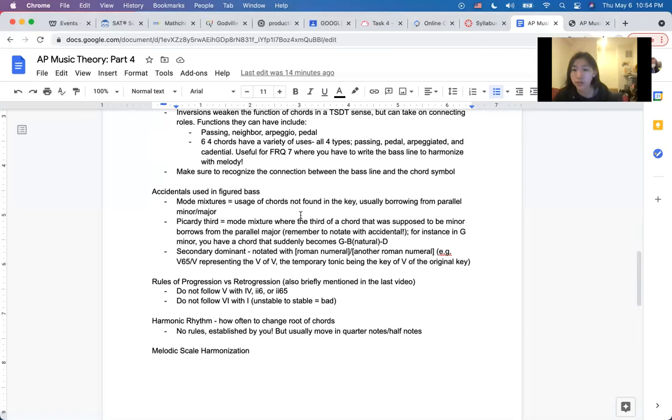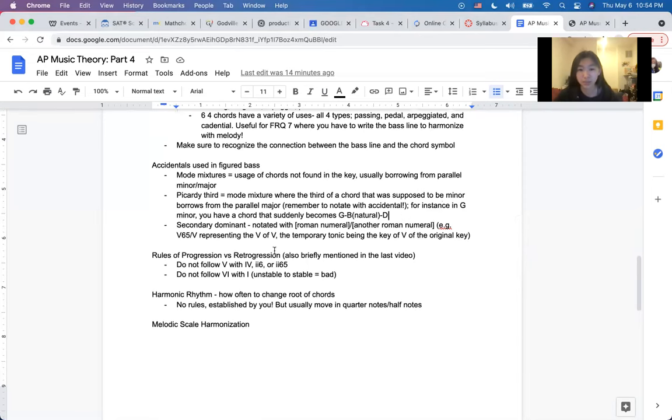For Picardy thirds, remember they have accidentals, don't leave them out. An example of a Picardy third would be, for instance, in a G minor chord, the middle note, the B here, instead of a B flat, you have a B natural. That would be an instance of a Picardy third.